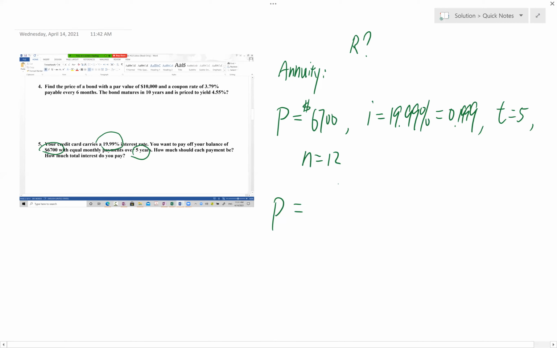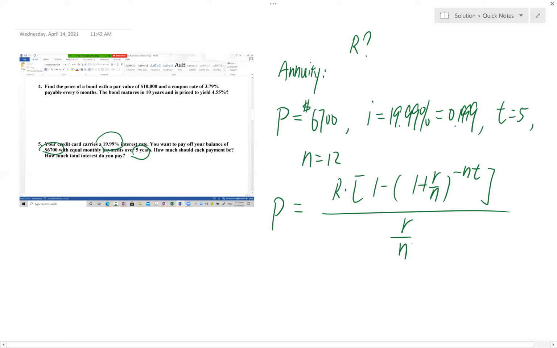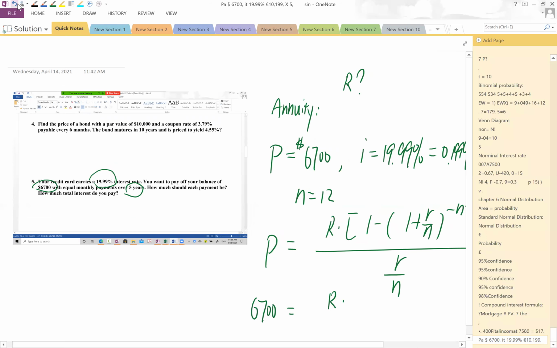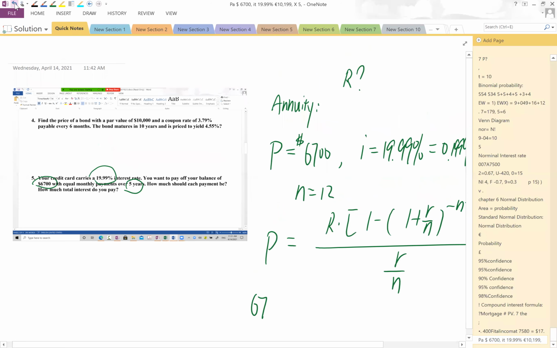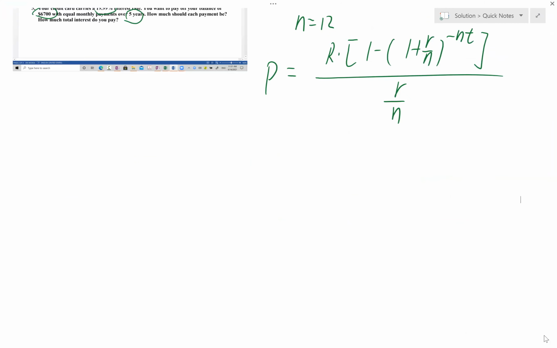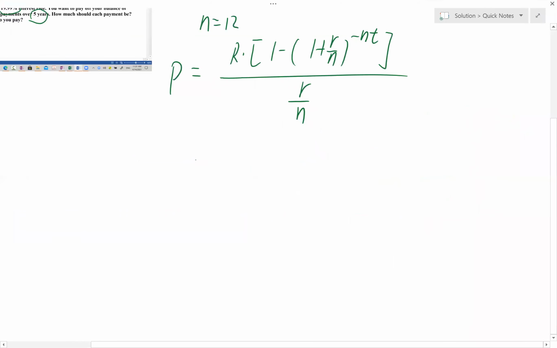So present value is equal to regular payment times 1 minus (1 plus R over N) to the negative NT, over R over N. Okay, now one more time, we're going to put in the numbers first. So 6,700 equals regular payment times... Maybe let me just reorganize a little bit. Okay. And we're going to use a proportion to solve it, right? It should be an easy thing to do. We just scroll down a little bit and go to the right a little bit. Okay, that should do it.